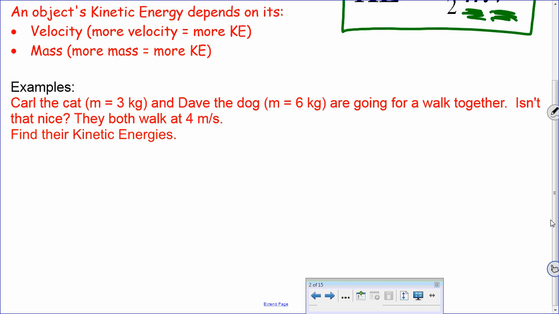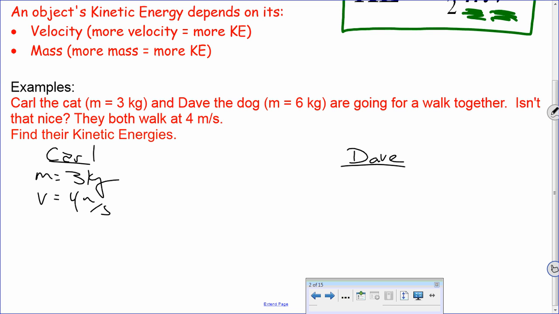We're going to find their kinetic energies. Let's get one column over here for Carl the cat, and over here one for Dave the dog. Carl has a mass of 3 kilograms. He's got a velocity of 4 meters a second. We can certainly find the kinetic energy by simply using the equation. It's basically just plug and chug.